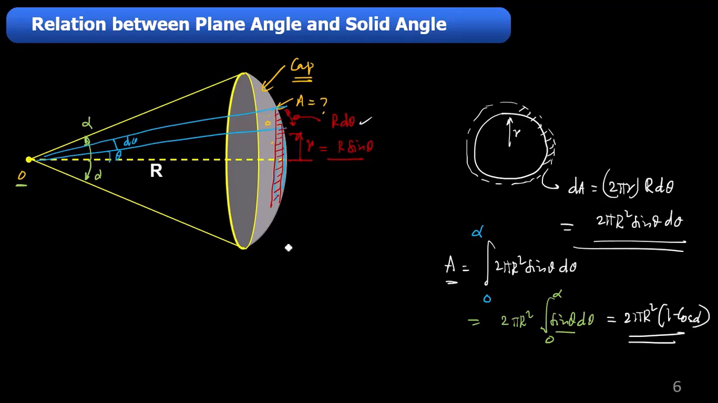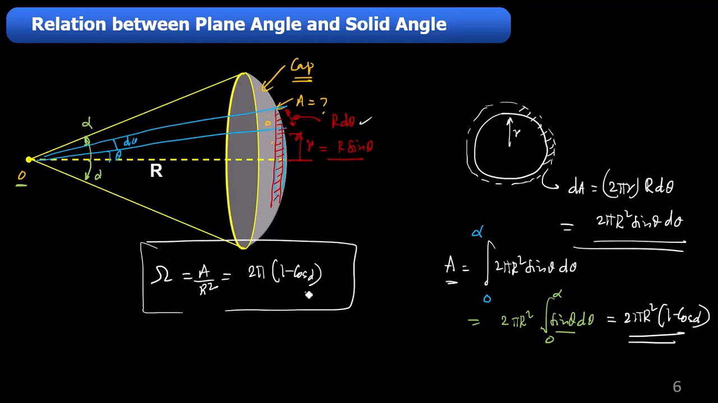Once I get the area A, what is the solid angle omega? That should equal A by capital R square, which means 2 pi into 1 minus cos alpha. So this is the relation between the solid angle and the plane angle. If the plane angle is alpha, then the corresponding solid angle sigma should be written as 2 pi into 1 minus cos alpha. This is the formula that I am going to apply to solve different types of complicated problems, which would be much more difficult if I went for the integration.